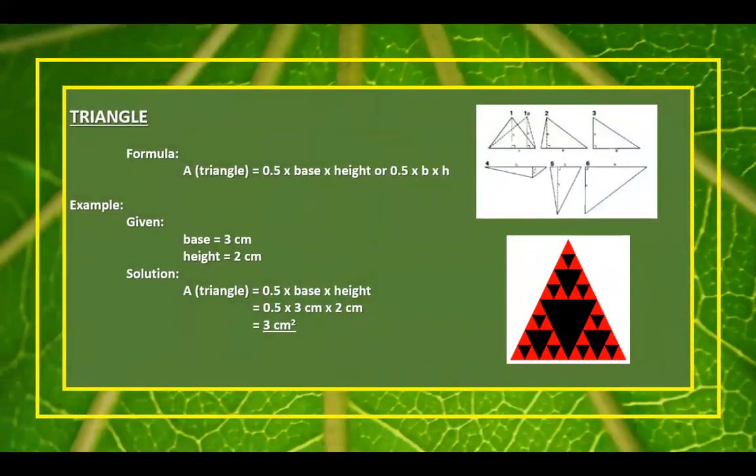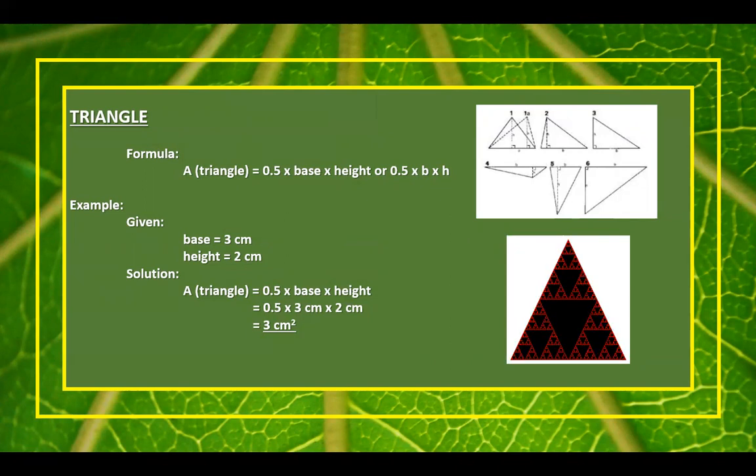Okay, so let's talk about how to get the area of the triangle. So the formula to get the area of the triangle is area of the triangle is equal to 0.5 times base times height, or 0.5 times b times h. So let's have an example. So we have the given, our base is 3 centimeter and height is equal to 2 centimeter. So for the solution, of course, our formula is area of the triangle is equal to 0.5 times base times height.